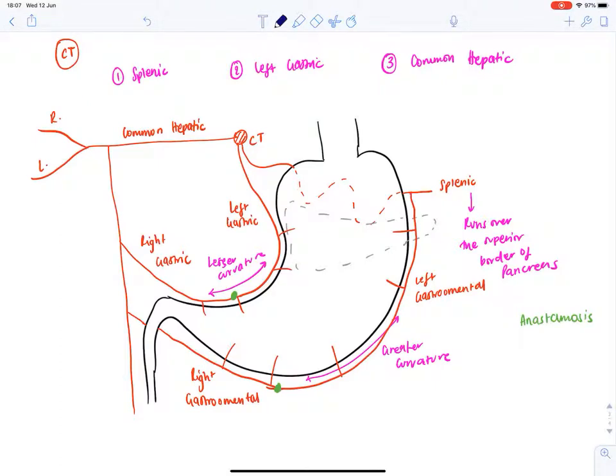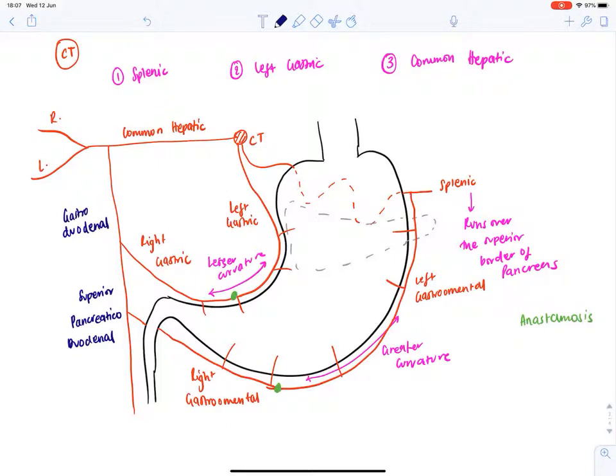So the part over here is known as the gastroduodenal. This branch that is descending down from the common hepatic is known as the gastroduodenal artery. And as it descends down, its name actually changes to the pancreaticoduodenal, and specifically the superior pancreaticoduodenal artery.